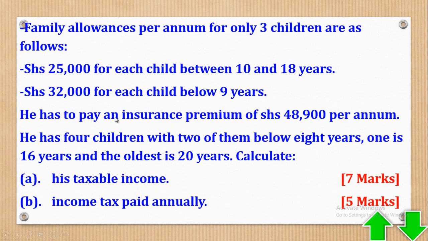He has to pay an insurance premium of shillings 48,900 per annum. He has 4 children with 2 of them below 8 years. One is 16 years and the oldest is 20 years. Calculate Part A, his taxable income, and Part B, income tax paid annually.